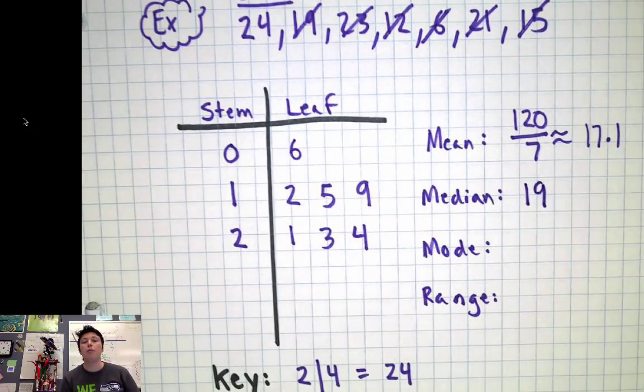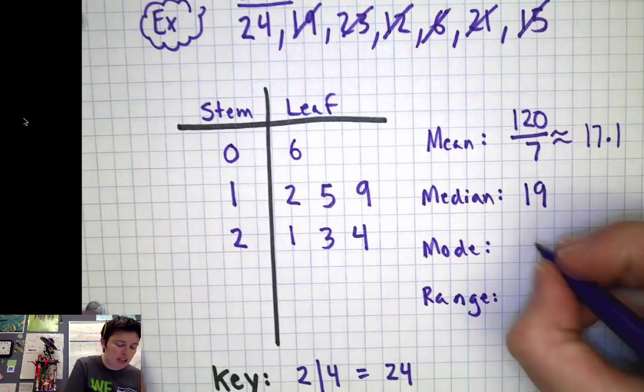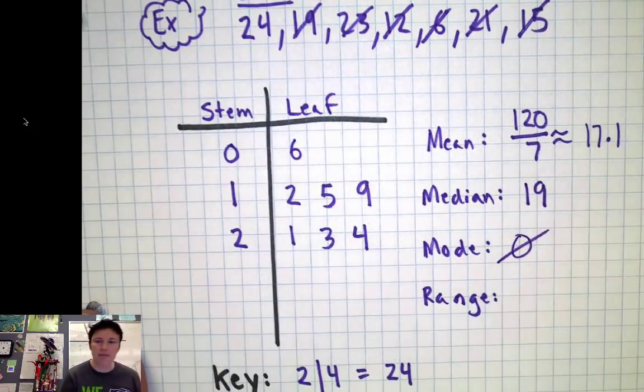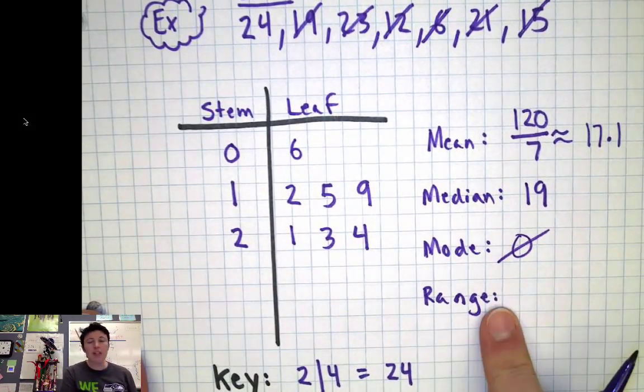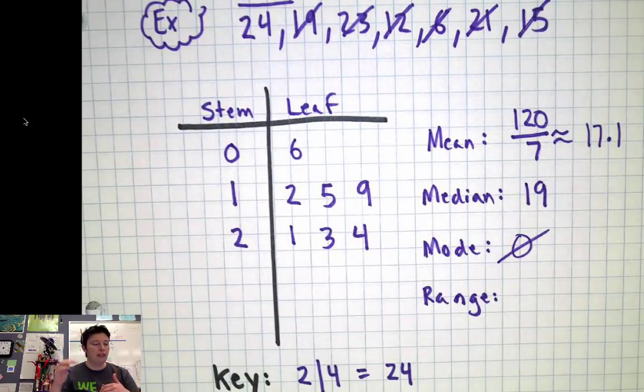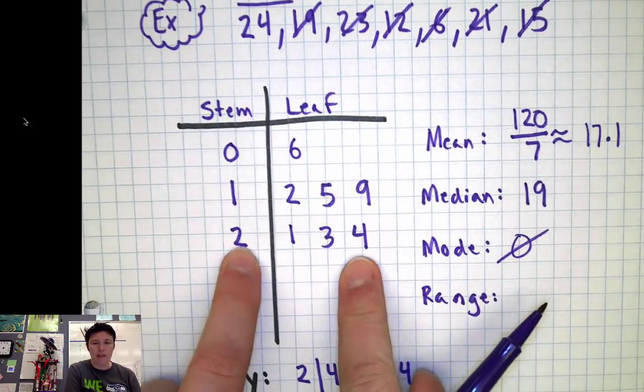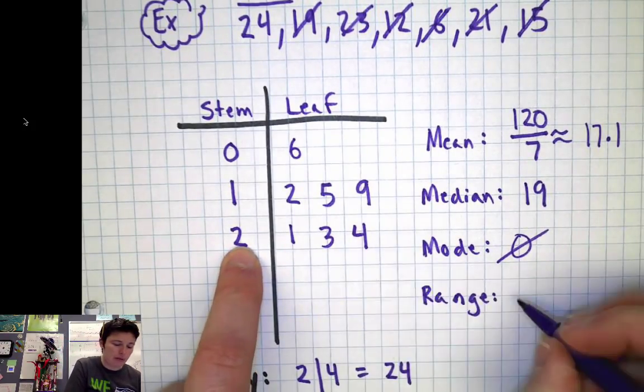And then mode means what number do we see the most of? And actually, I don't see any mode. Do you see any repeated numbers? They all look completely different. So I'm going to say in this case, there are none. And then the range is just small to large. What's the difference? I think the largest number we ended up having in our stem and leaf was 24.